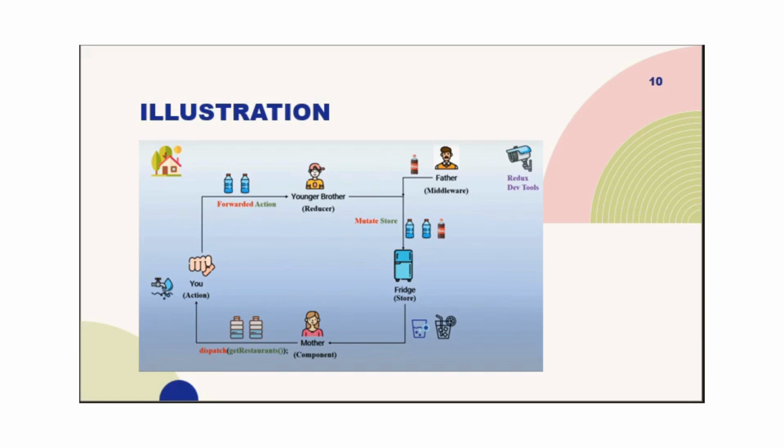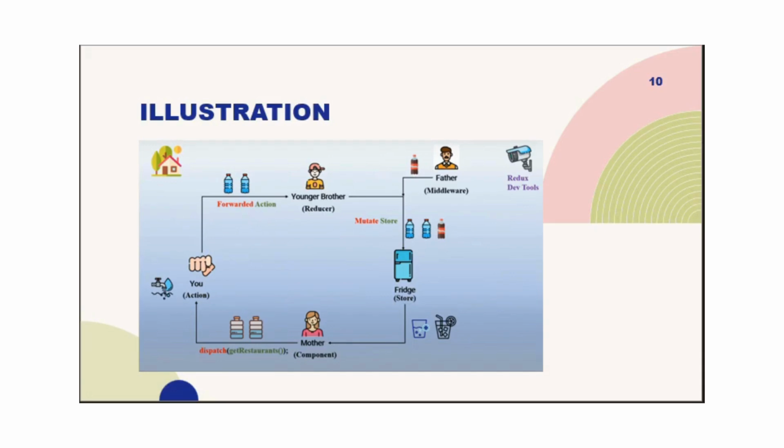So finally, after forwarding the action, my younger brother will act as a reducer. That is, he will do the work for me. He will put the filled bottles into the fridge. So that is the thing that is done by the reducer. So finally, the reducer will do the thing that is mutate the store.